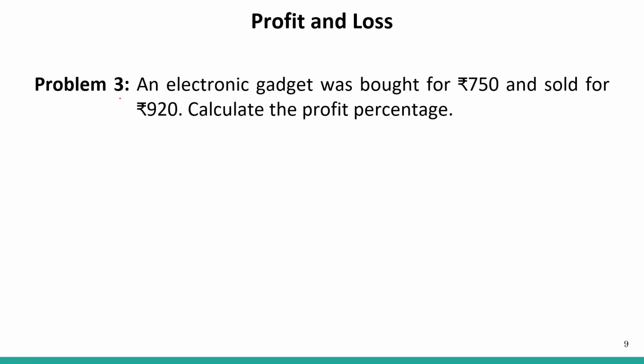Let's see problem number 3. An electronic gadget was bought for 750 rupees. This is called the cost price. And it was sold for 920. So this will be the selling price.